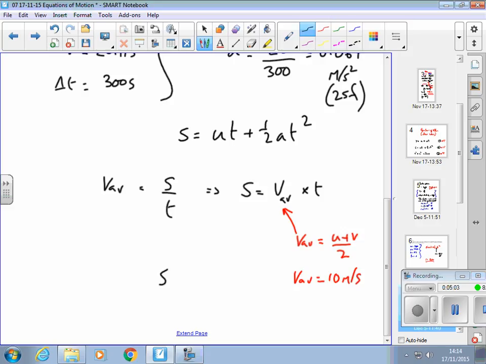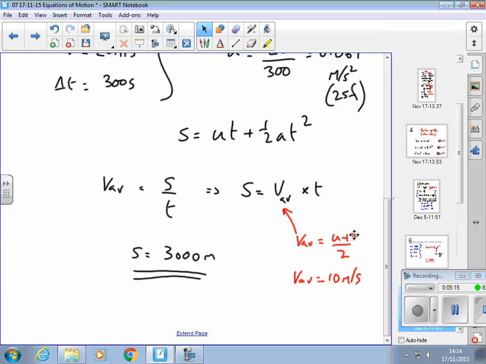Is that the same as you got the other way? Hopefully. If you don't get exactly that, it's because you've rounded this acceleration, haven't you? Which is the best way to do it. Yeah, because if you'd made a mistake with the acceleration, you would still get the displacement correct, wouldn't you? Because you've used the original information.